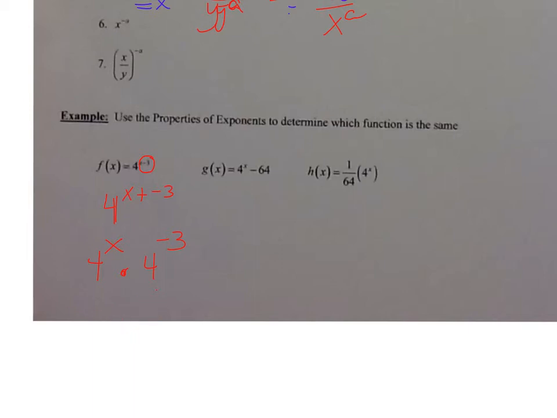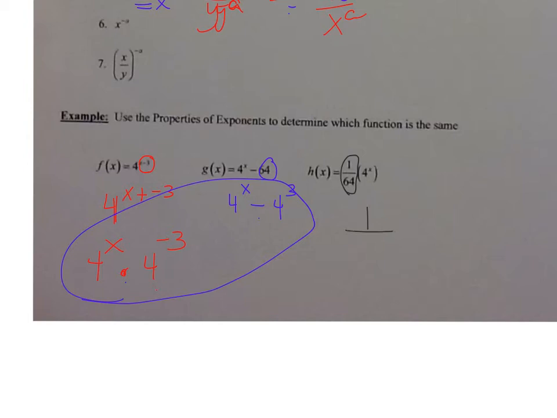Okay, so this one here, another way to write 64 would be 4 to the third power. So that's actually 4 to the x minus 4 to the third. These, however, are not the same because this is multiply and this is subtract. And the last one, 1 over 64. I can rewrite 1 over 64 as 64 raised to the negative 1 power. Or you could think of it like this.